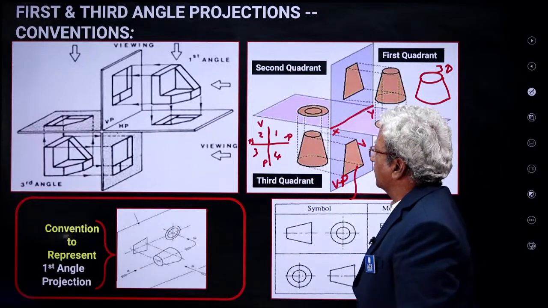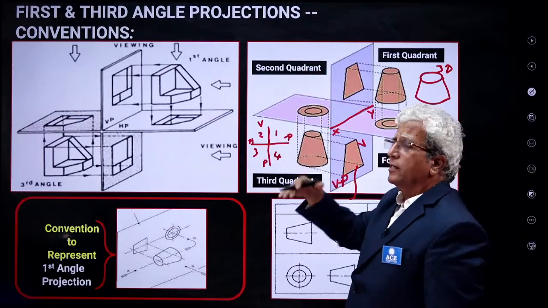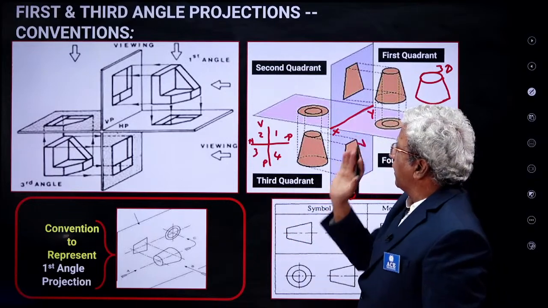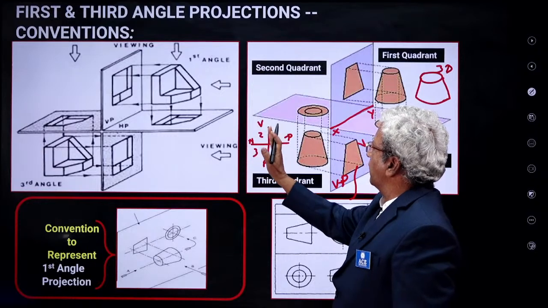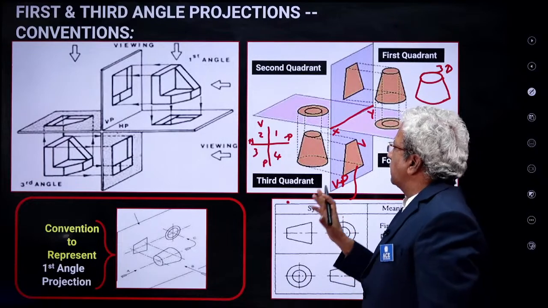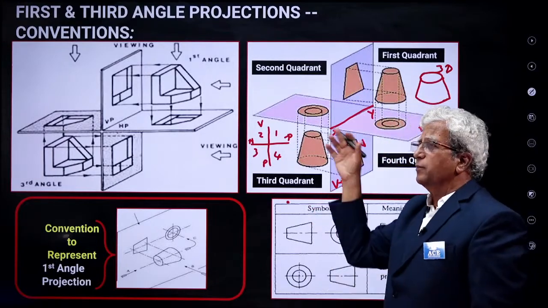What are the first and second quadrants? They are above HP. Third and fourth quadrants, they are below HP. Similarly, the quadrants left of the vertical plane are 2 and 3, and the quadrants right of the vertical plane are 1 and 4. So we can place the object in any of the 4 quadrants so that we take the projections and draw the figures.